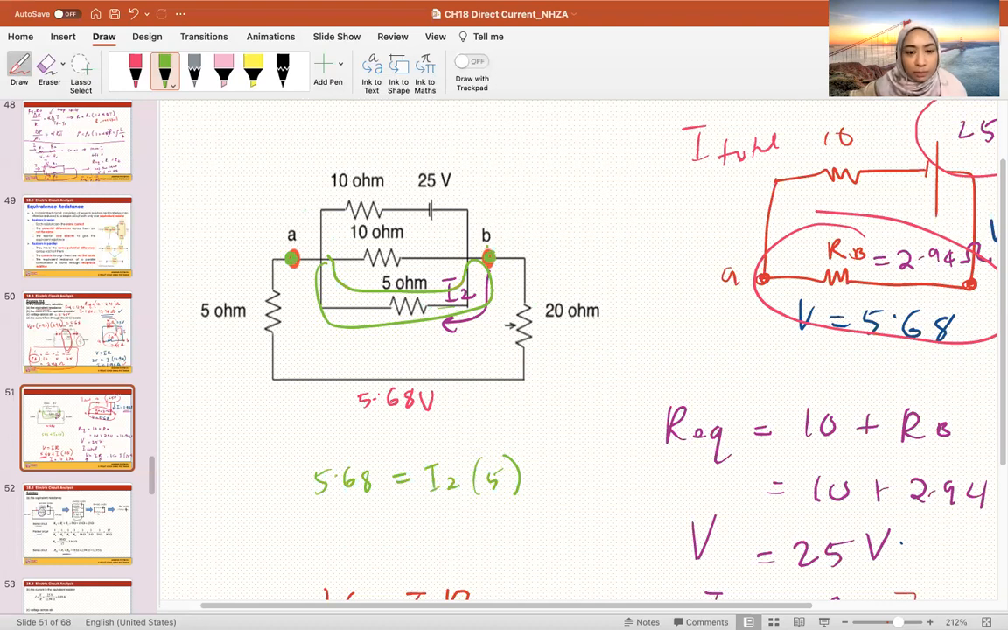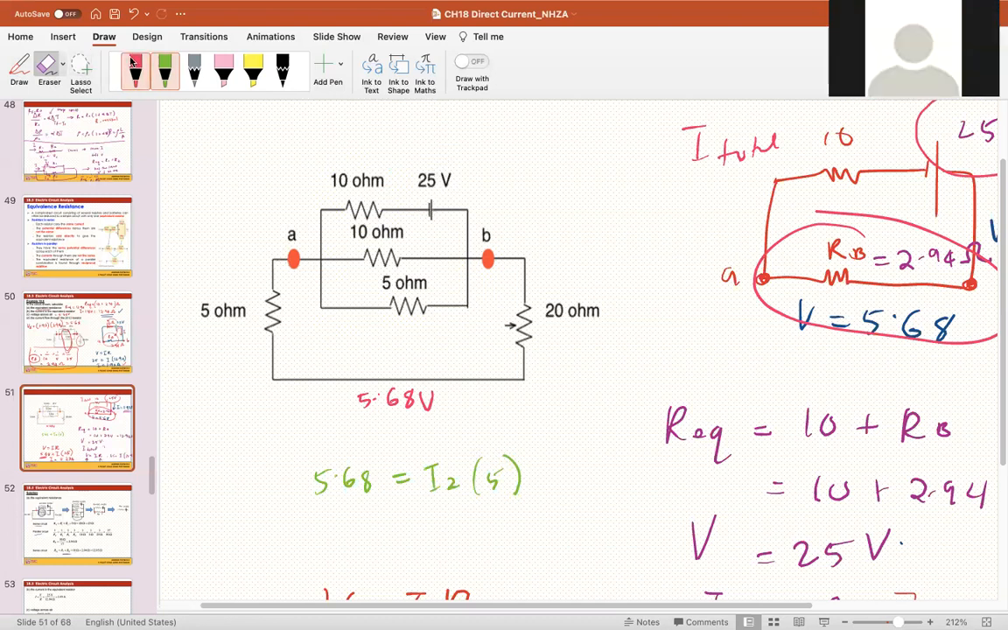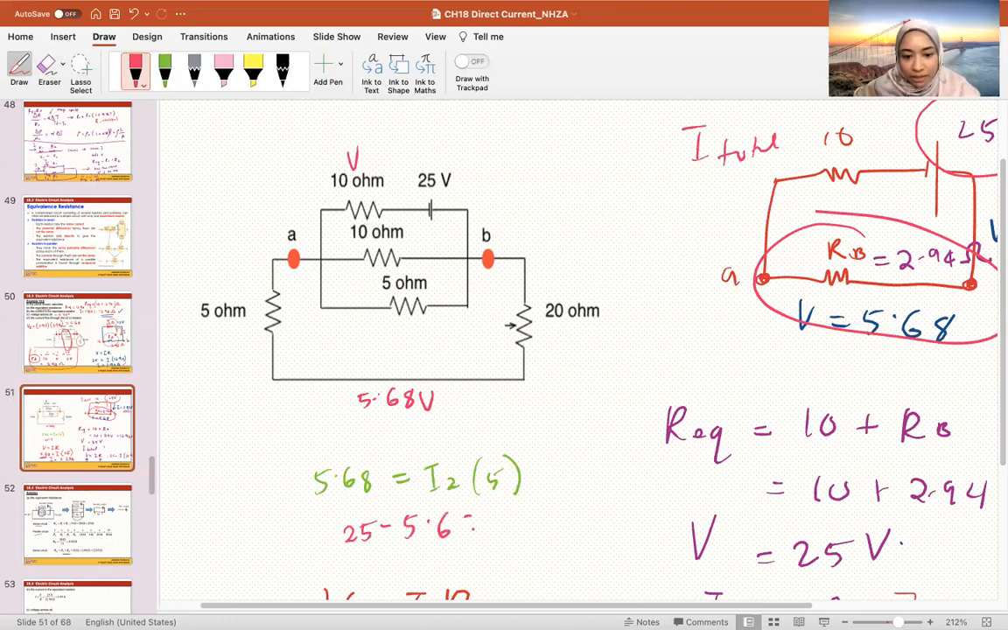Okay, next one. What is the voltage at 10 ohm? Okay, let me try asking Aliana Umaira. Betul tak saya panggil nama awak tu? Is Aliana there? Are you there? Okay, so I want to know what is the voltage over here? 25 minus 5.68. Okay, betul. 25 minus 5.68 volt.